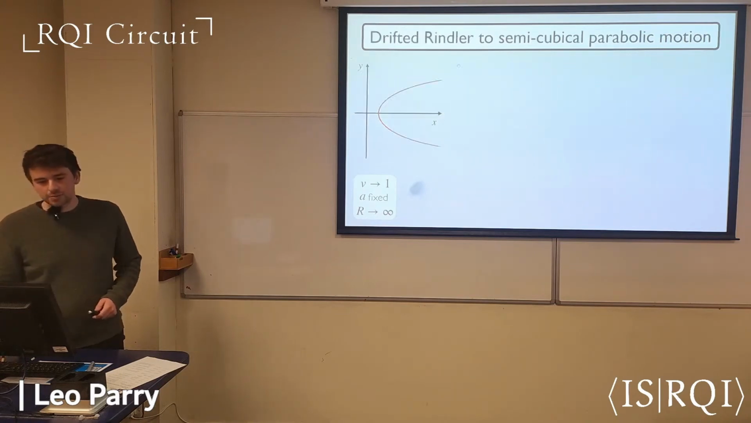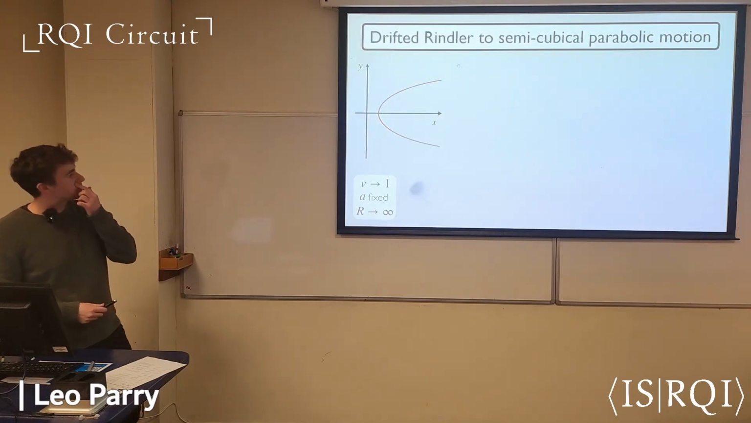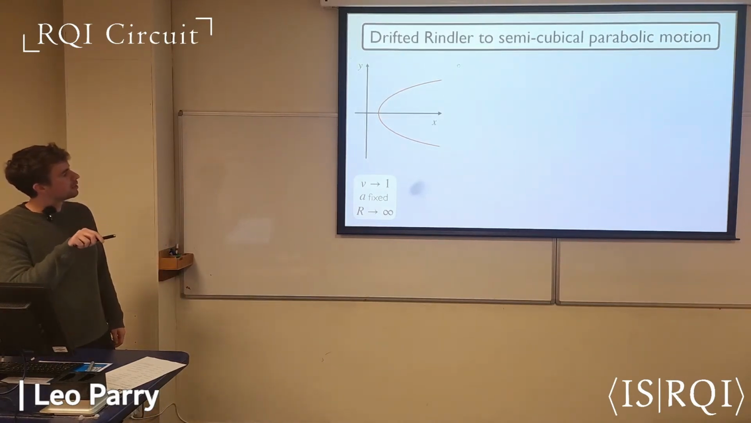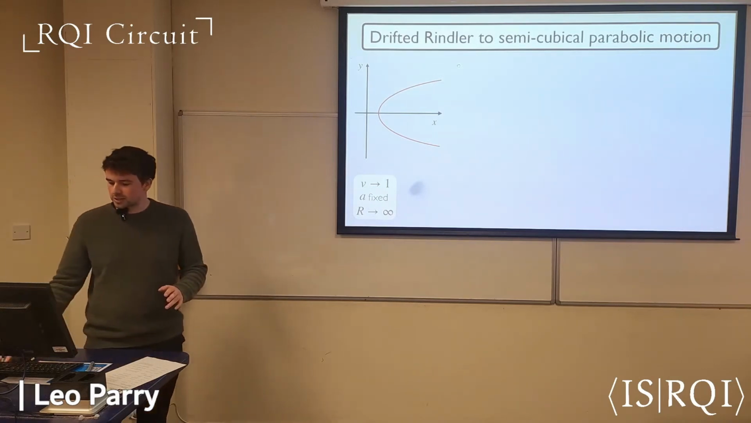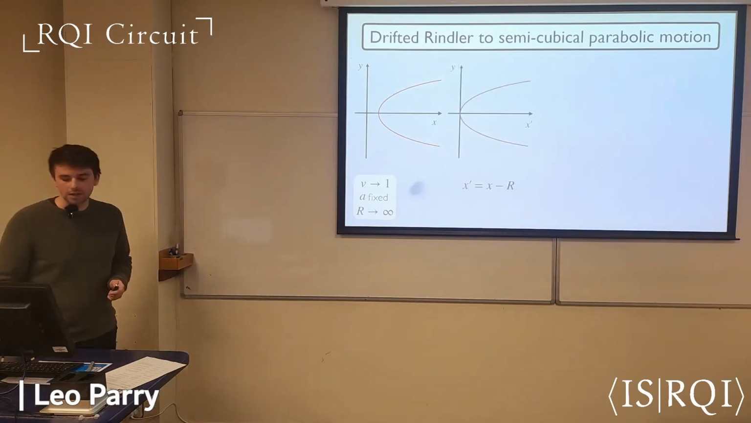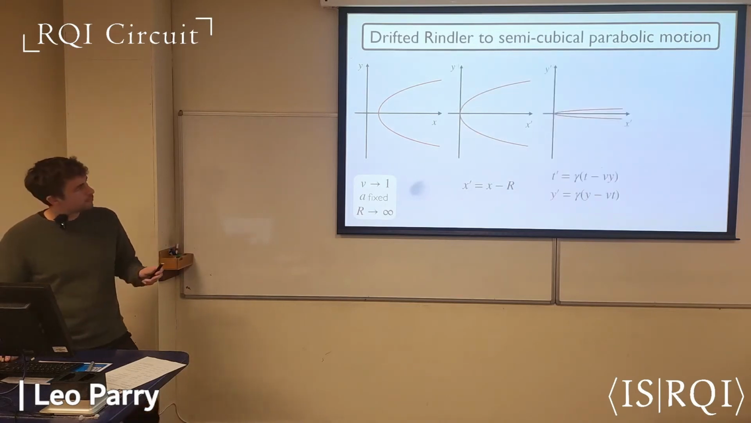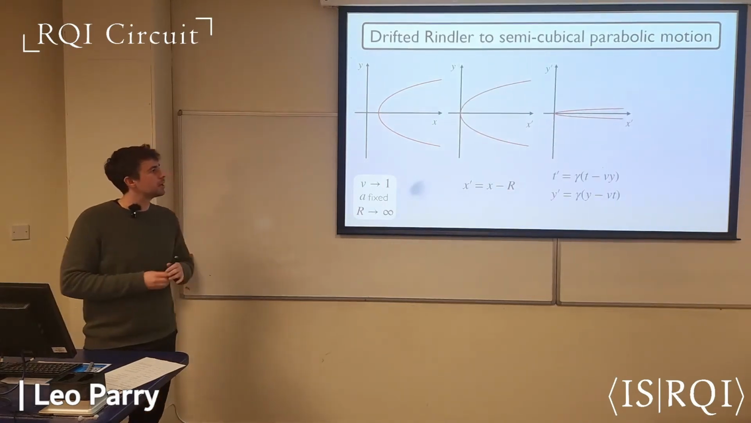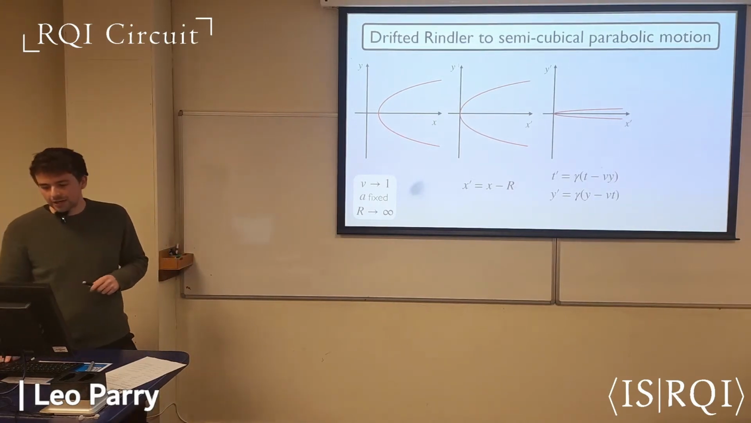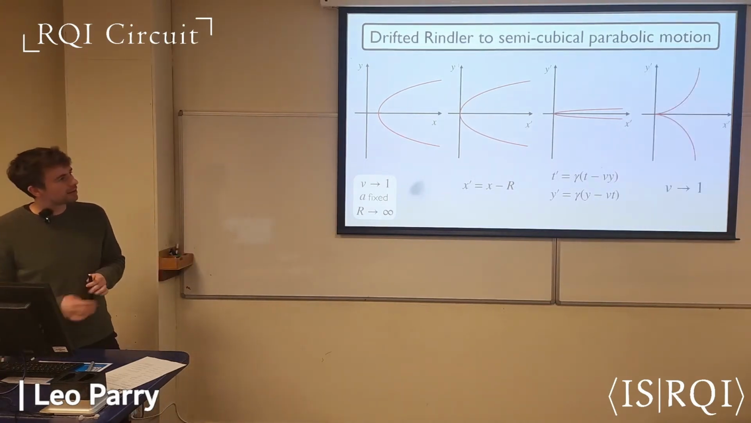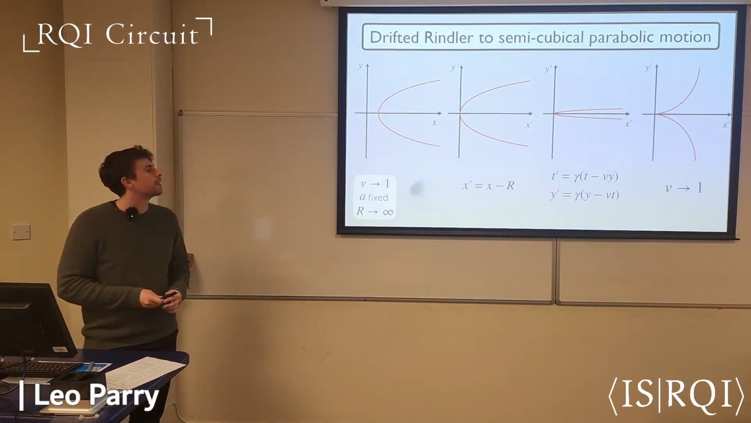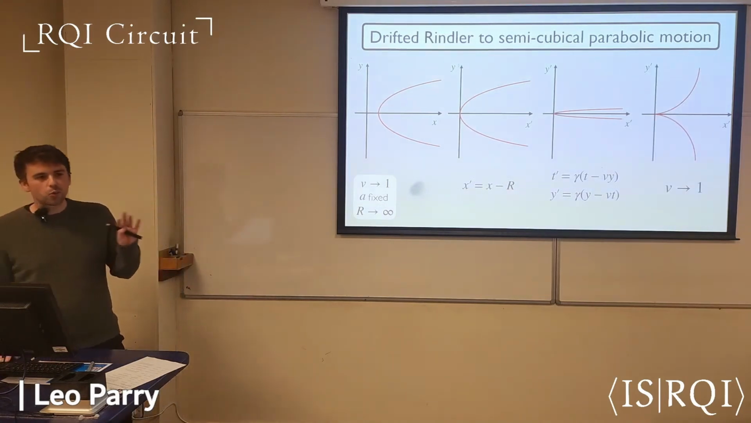And we can do the same starting from drifted Rindler motion. So again, here's the hyperbolic cosine. We're sending v to 1 with a fixed. R again goes to infinity. So we're going to translate by r first. And then again, do this boost in t and y. And again, we get this contraction in t and y. And then finally, if we take the v goes to one limit, again, if you zoom in here, you get this cusp.